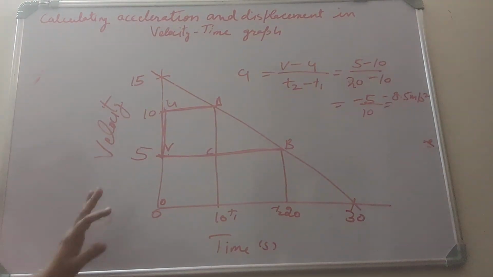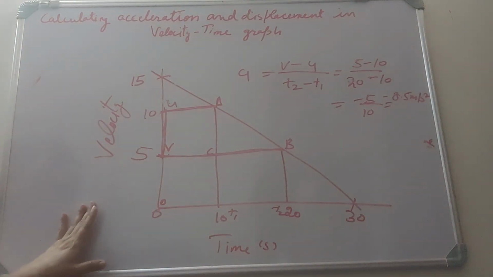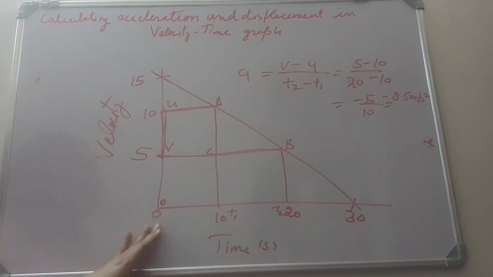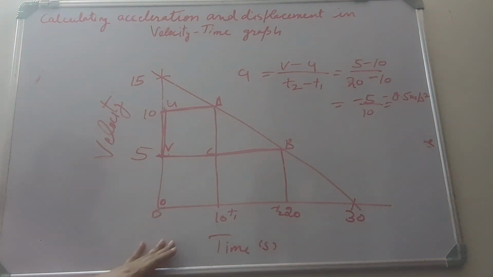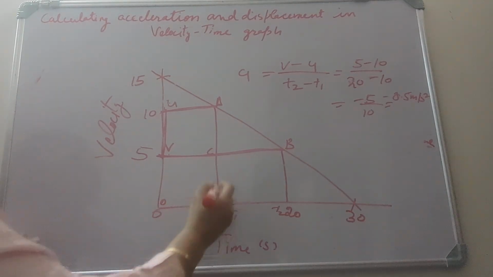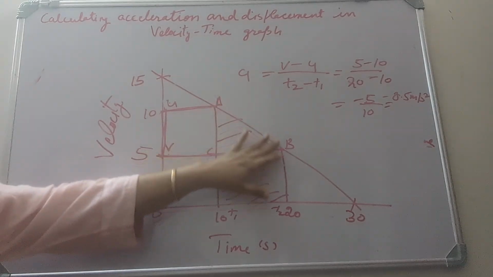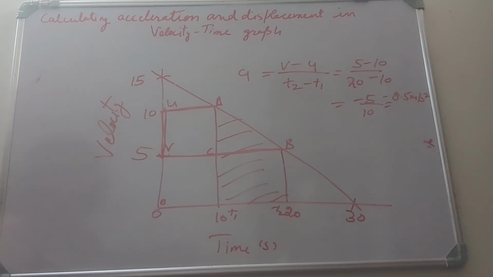So in this video, we have calculated the acceleration when velocity is increasing. We have calculated the displacement when velocity is increasing. We have calculated the displacement also when velocity is constant, that is acceleration is 0. And we have calculated the acceleration when velocity is decreasing. We can also calculate the displacement in this. This area is the displacement of the object. We can calculate it similarly as we calculated in the previous graph.